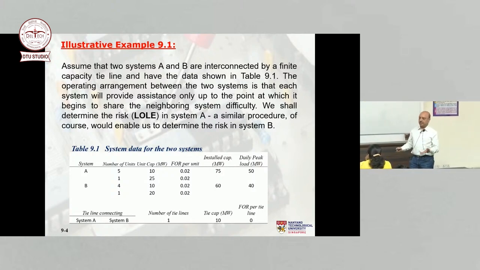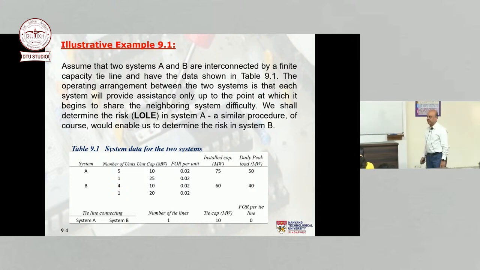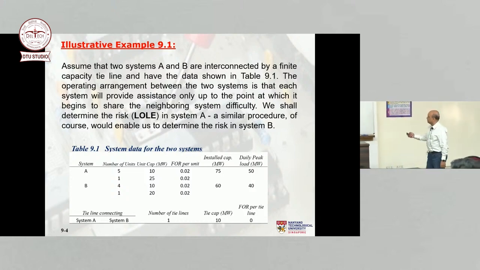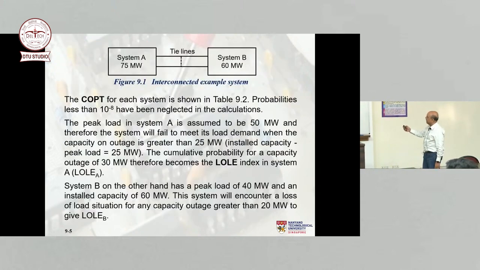We'll see maybe tomorrow when we change the forced outage rate, how it impacts the assisting unit and how our own system reliability gets affected because of that. So these are the data that we have. This is the way the system is. System A, 75 megawatt installed capacity. System B, 60 megawatt installed capacity. And it can be connected by tie lines. In this case, only one tie line.